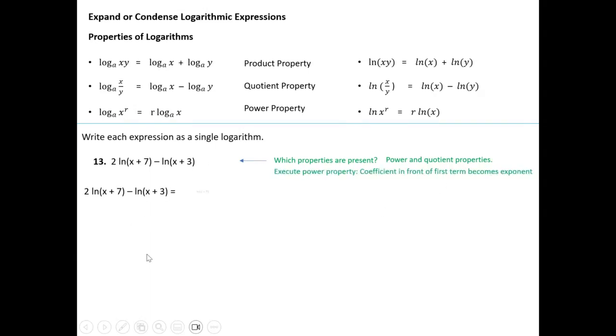So first we can send the power to the front. The 2 goes to the power. Now we're going to execute the quotient rule. Subtraction is going to be division under one log. This is your solution.